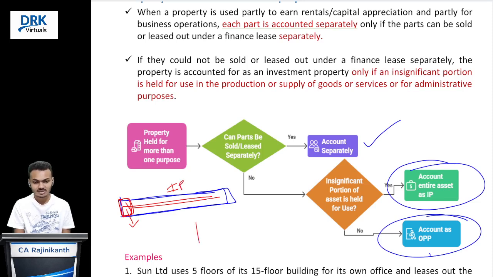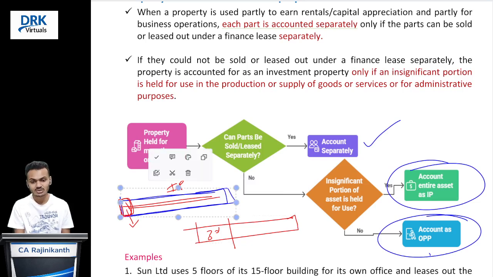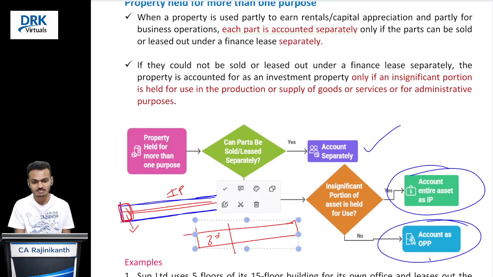Suppose there is another building. In this building, we are using around 30% of that building. It is significant, though it is not major portion, but it is significant, correct? So in this case, we should treat it as owner occupied property.